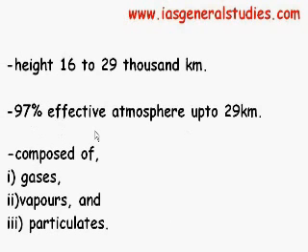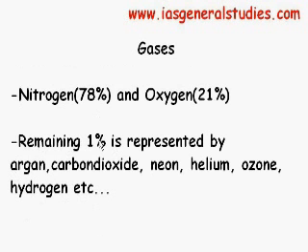So the 97% of the effective atmosphere present up to 29 kilometers only, even though the extent of the atmosphere is several thousand kilometer. And atmosphere mainly composed of gases, vapors and particulates. We'll study one after the other. Gases. What are the gases? Nitrogen. It present 78% and the oxygen present 21%, and the remaining 1% is represented by the argon, carbon dioxide, neon, helium, ozone, hydrogen, etc. all in the smaller proportion.